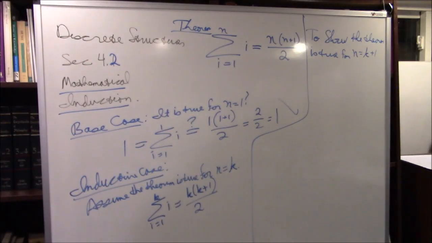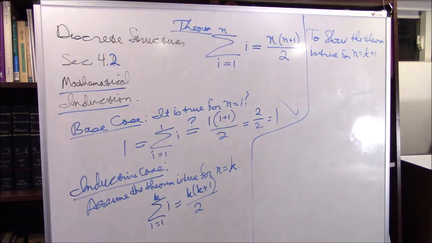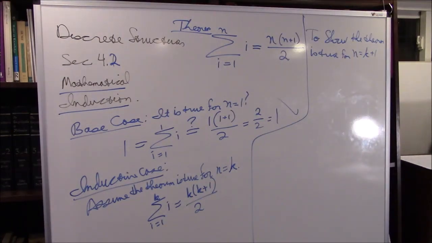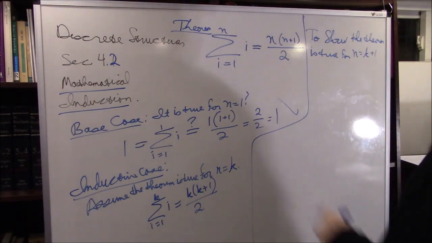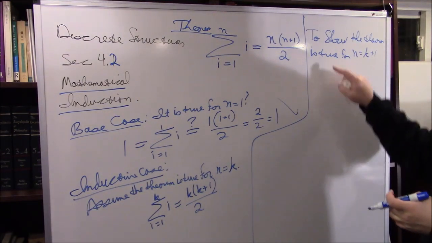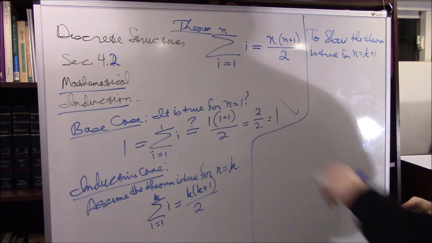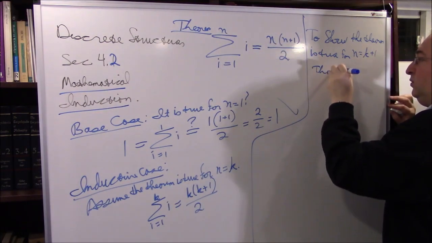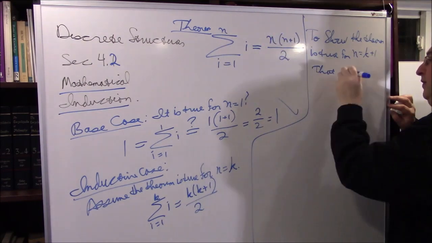We saw it's true for n is equal to the base case. We assume it's true for n is equal to k. We want to show it's true for n is equal to k plus 1. What does it mean to be true for n is equal to k plus 1? Well, I'm going to plug in k plus 1 over here.